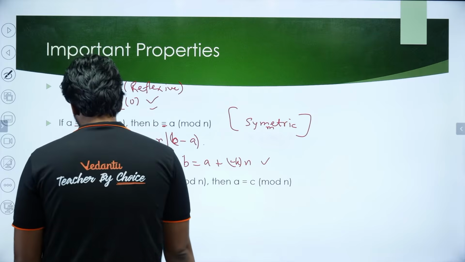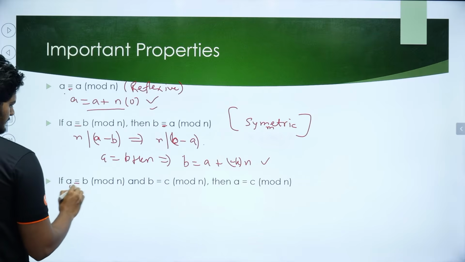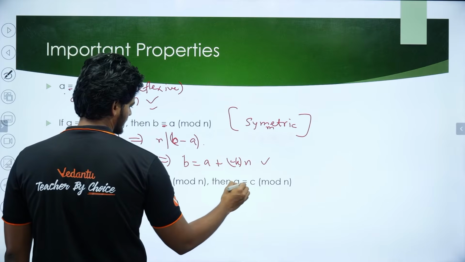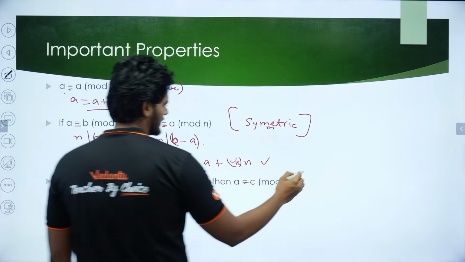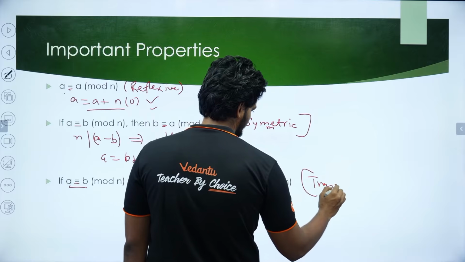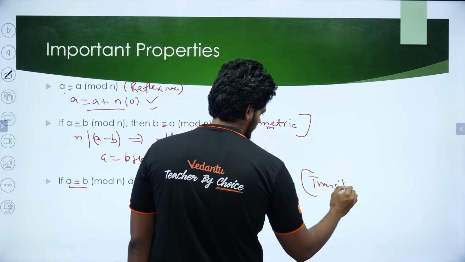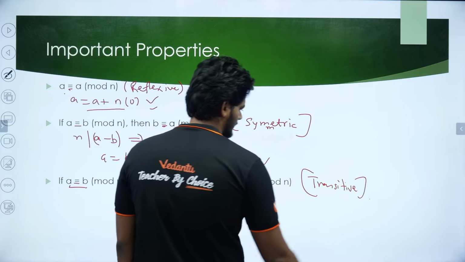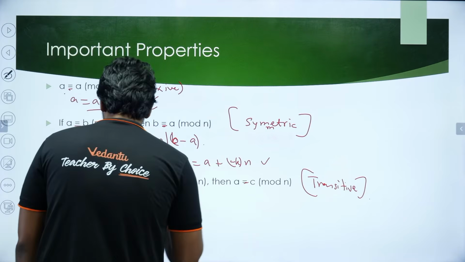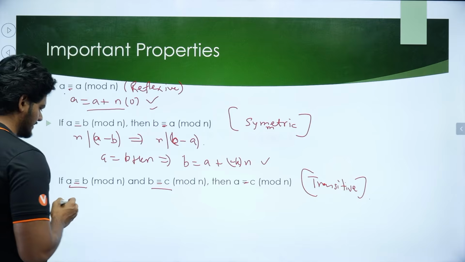And the third one: if a is congruent to b mod n and b is congruent to c mod n, then a is congruent to c mod n. This is called the transitive property. Now tell me, where did we see the transitive property recently? We saw it somewhere, I think in the divisors part, right?